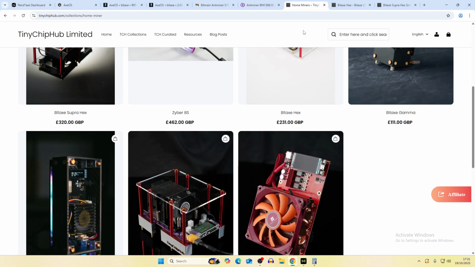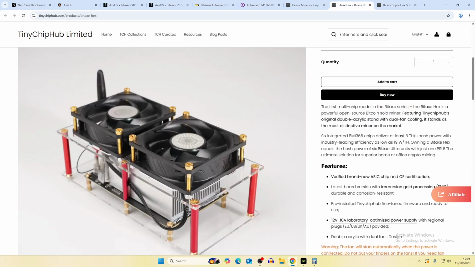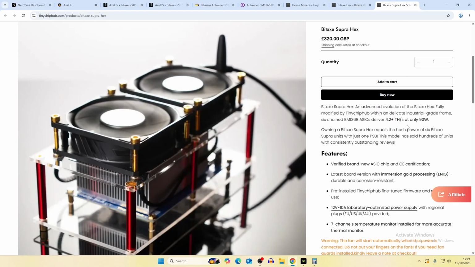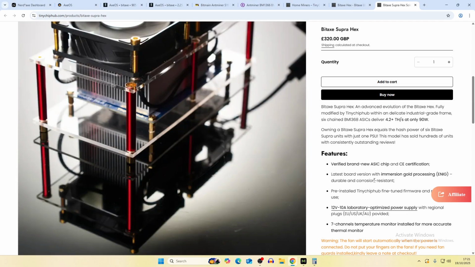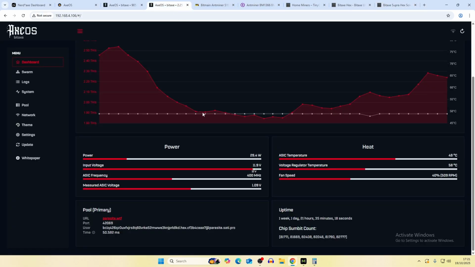Because right now, this is more efficient than even the Zyber 8, the Zyber 8G, the NerdQAxe, the Gamma, and the Supra Hex. Now, on the website of Tiny Chip Hub, I think there are a couple of other sellers as well that do this. It does say industry leading efficiency as low as 19 watts per terahash. And the Supra Hex is at 4.2 over 90, which is only 21.42 joules per terahash. But it is weird to see that we're getting such great efficiency on the Bitaxe Hex.